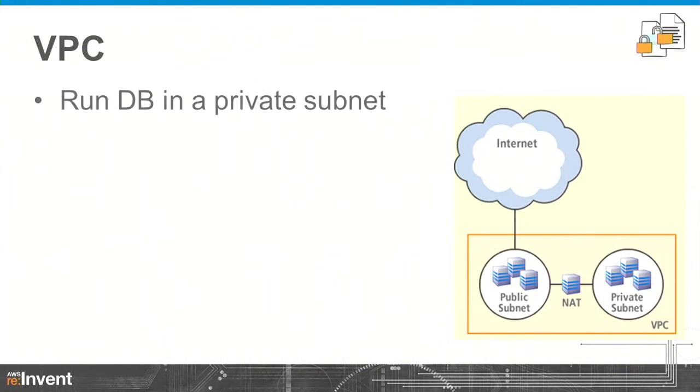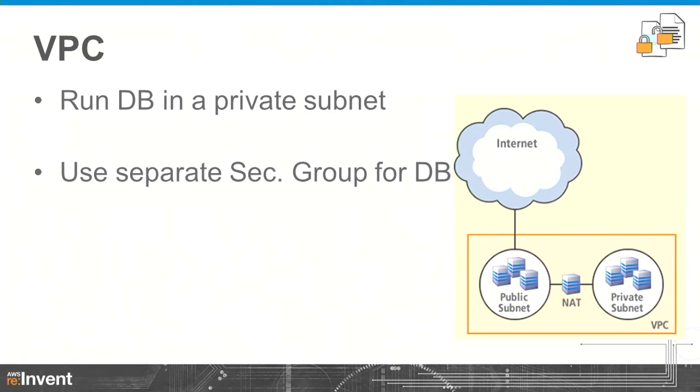On the VPC side, I just wanted to walk through a few best practices. You always want to run your database instances in a private subnet, which means you don't want to associate an internet gateway with it. You typically want to create your web servers in a public subnet and associate an internet gateway with them, but you would want to run your database instances in a private subnet so that you don't accidentally provide access to anybody else that you don't intend to.